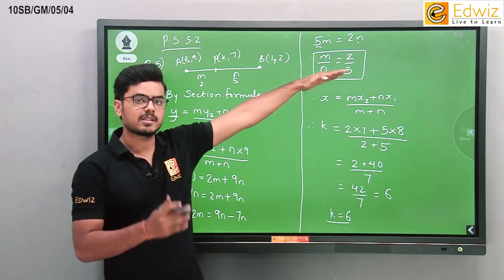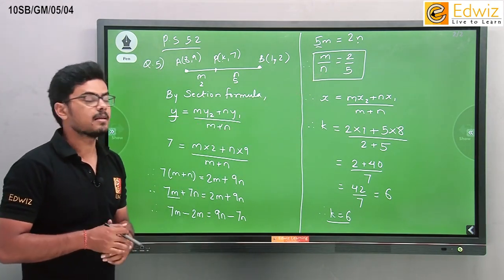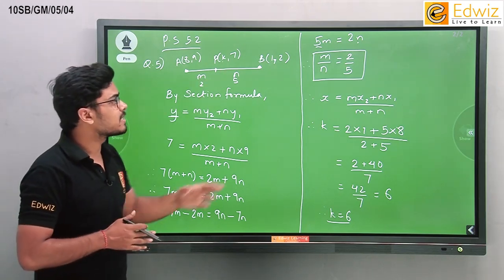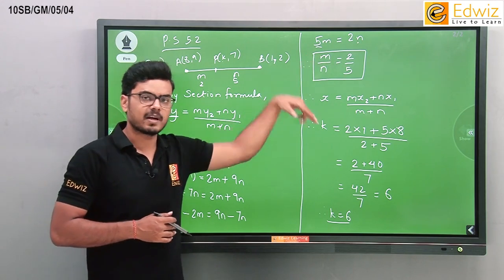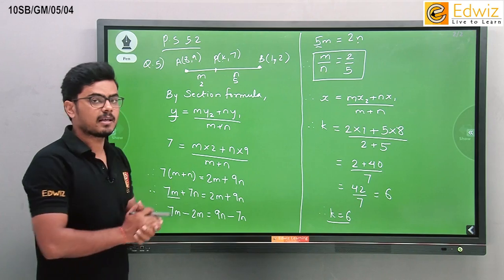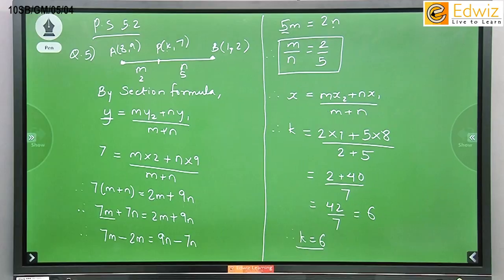Till here, this question is very similar to question number 3. The only different part is finding out the value of k. So just use the ratio once you get it to find the value of k. Now I'll just step aside for a minute. You may note this down, then we'll move on to the next question.